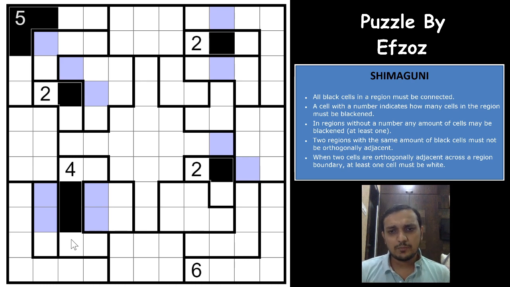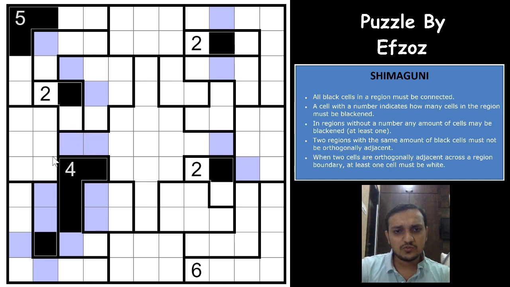So this region has only one cell remaining that has to be shaded, and which means that now this region has 4 cells shaded this way, because you have a white cell here, so you cannot continue this way. Superb.